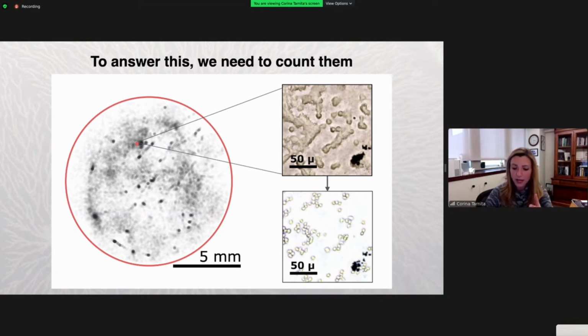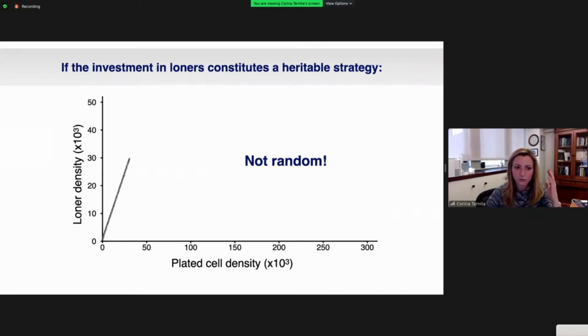So once we had that, we could really ask what would happen to this picture. As we increase on the x-axis, we see the plated cell density. We start with cells that have no food, they're starved on this plate, but we start with different initial plated cell densities, and we want to look at the loner density.